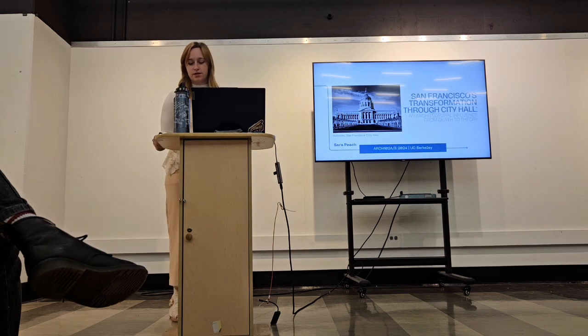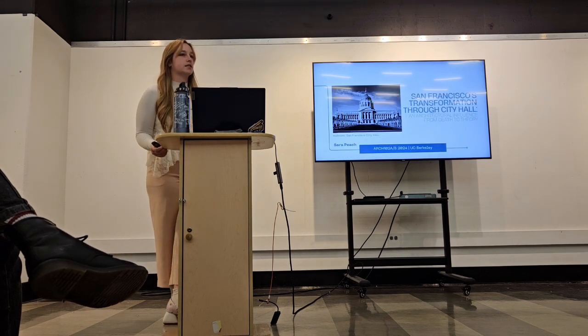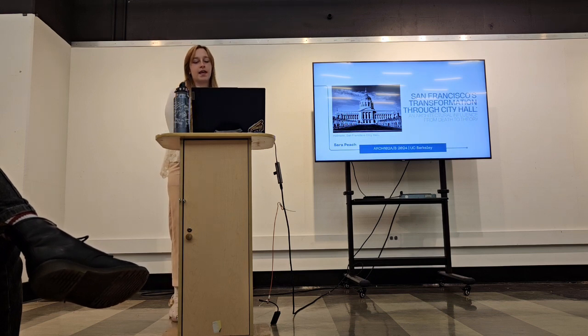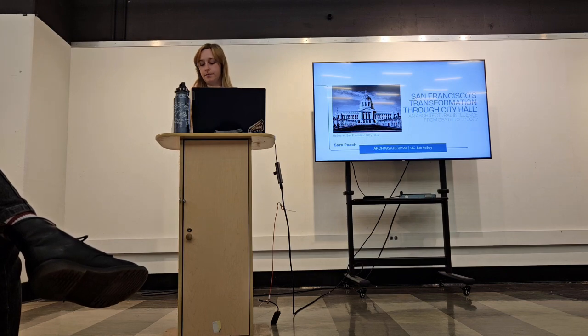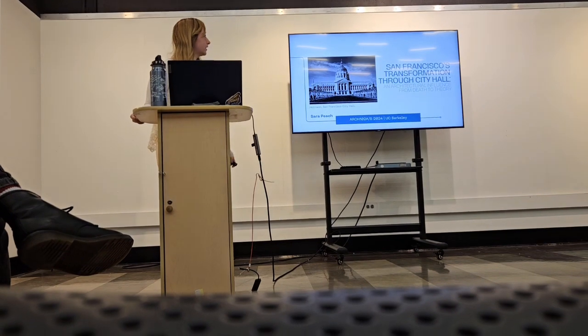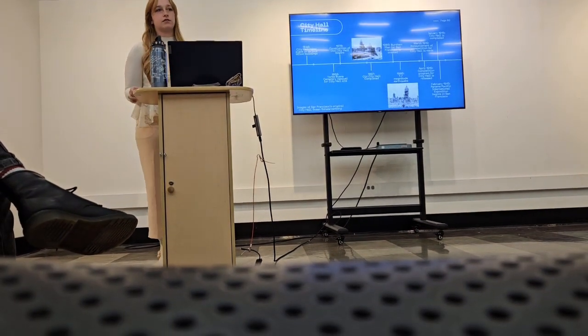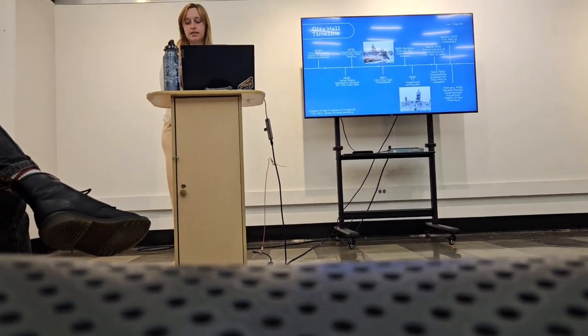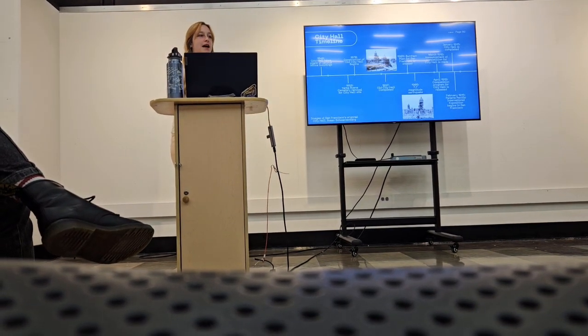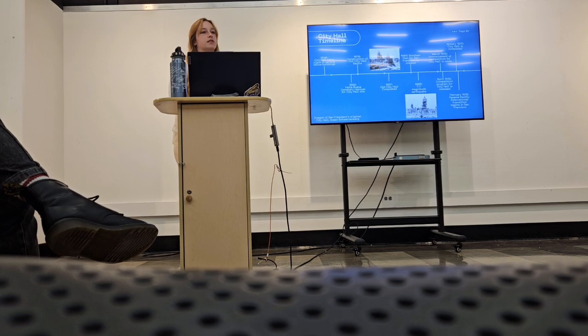So to start, my thesis title is San Francisco's Transformation Through City Hall and Architectural Influence from to Theory. Focusing in on City Hall specifically, I have a City Hall timeline. Starting in 1840, City Hall was run primarily out of offices and factories. It didn't have a centralized location.